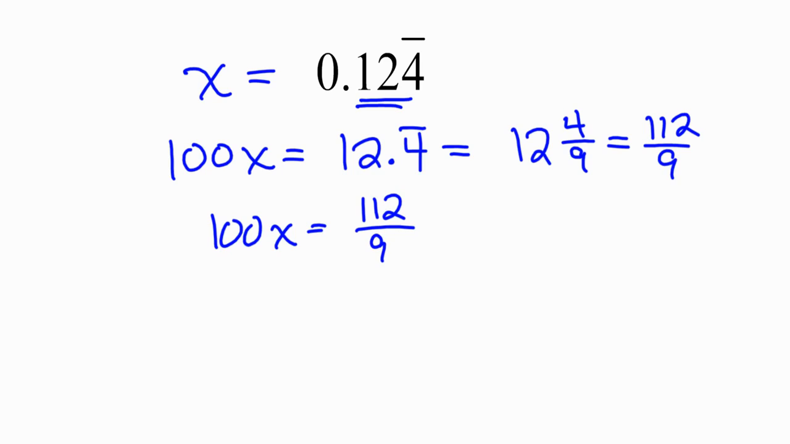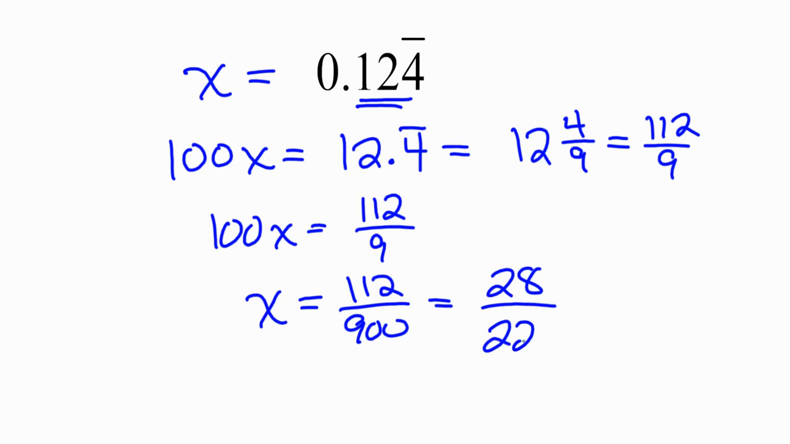Now I need to divide both of these by 100 to find out what just x is. That would give me 112/900. And again, I would write that in simplest form. 112/900 is 28/225. Again, a pretty nasty looking fraction. But if I check that, 28 divided by 225 is 0.12444444. So I get the correct decimal value there. So that's how to find fractions from repeating decimals where not all of the digits repeat.